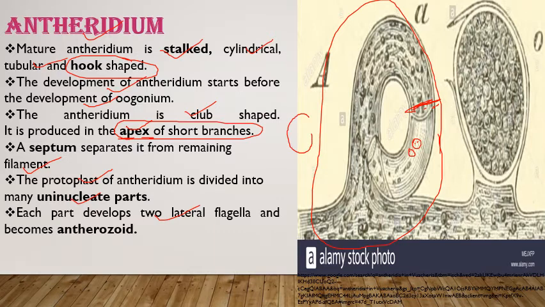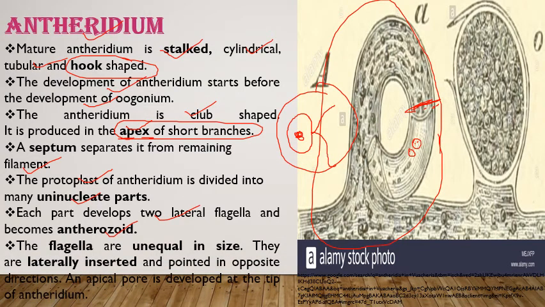So like this is the structure of this uninucleate structure. Antheridia के अंदर ऐसा uninucleate structure है, and this is the lateral side that will give rise to the two flagella. So इस तरह के दो flagella बनेंगे, and this structure is the antherozoid or male gamete. And the flagella जो होते हैं इसमें they are of unequal size, means कि एक थोड़ा लंबा होगा और एक का साइज थोड़ा छोटा होगा. They are laterally inserted, means lateral position में present होते हैं, and pointed in opposite direction. एक इस direction में है, दूसरा दूसरी direction में.